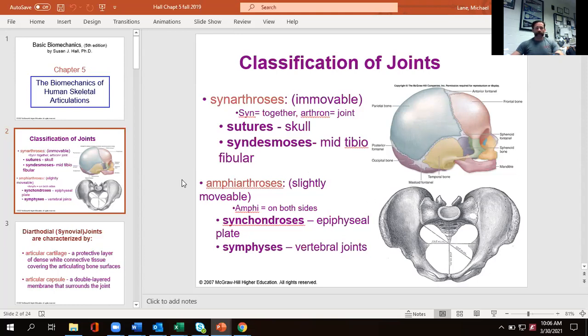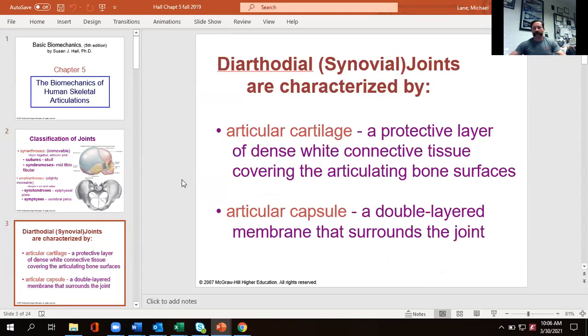Now, we're going to talk about the types of joints that you think of when you're working with athletes, or when you're just moving your body around in general. These are what's known as diarthrodial joints, or synovial joints. This is where we've got articular cartilage, a dense connective tissue covering the articulating bone surfaces. So it's not just bone on bone.